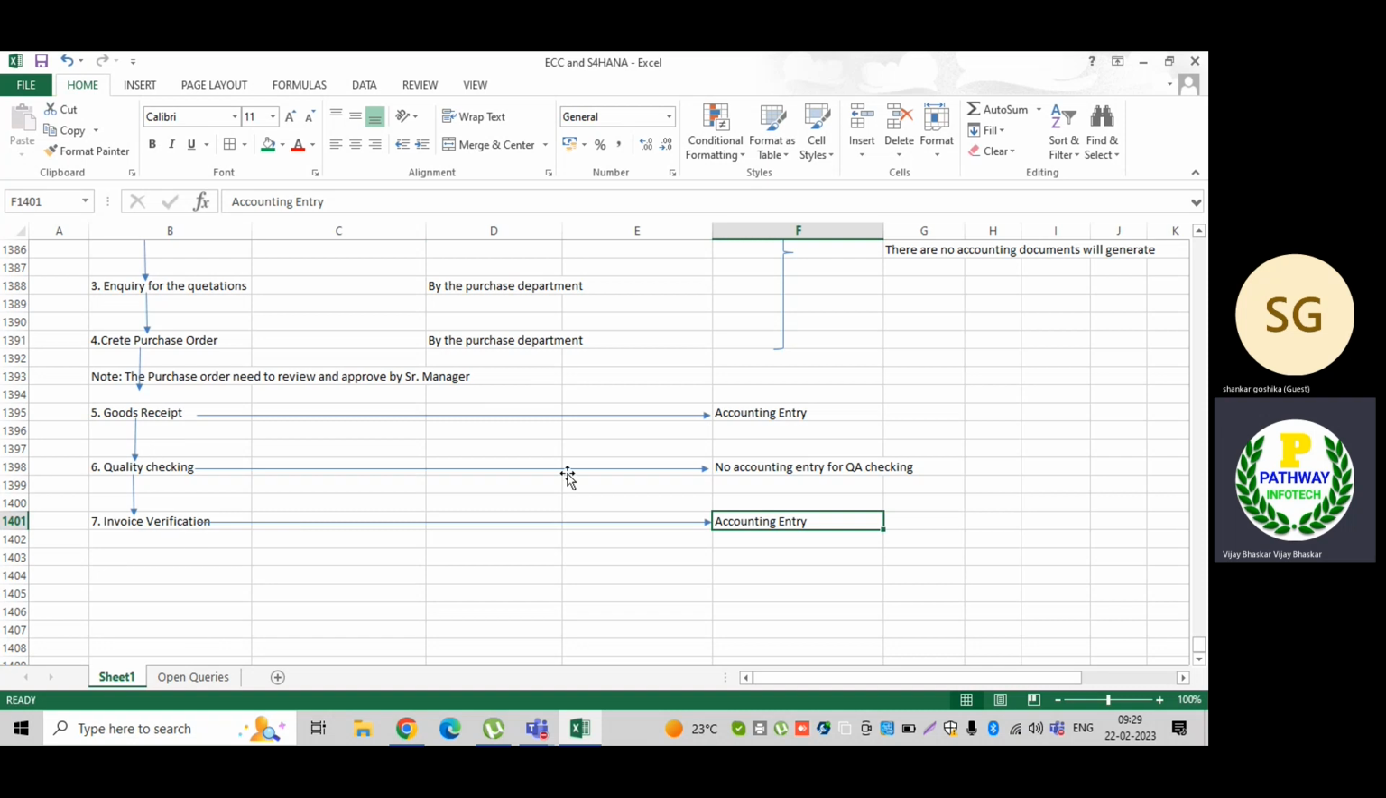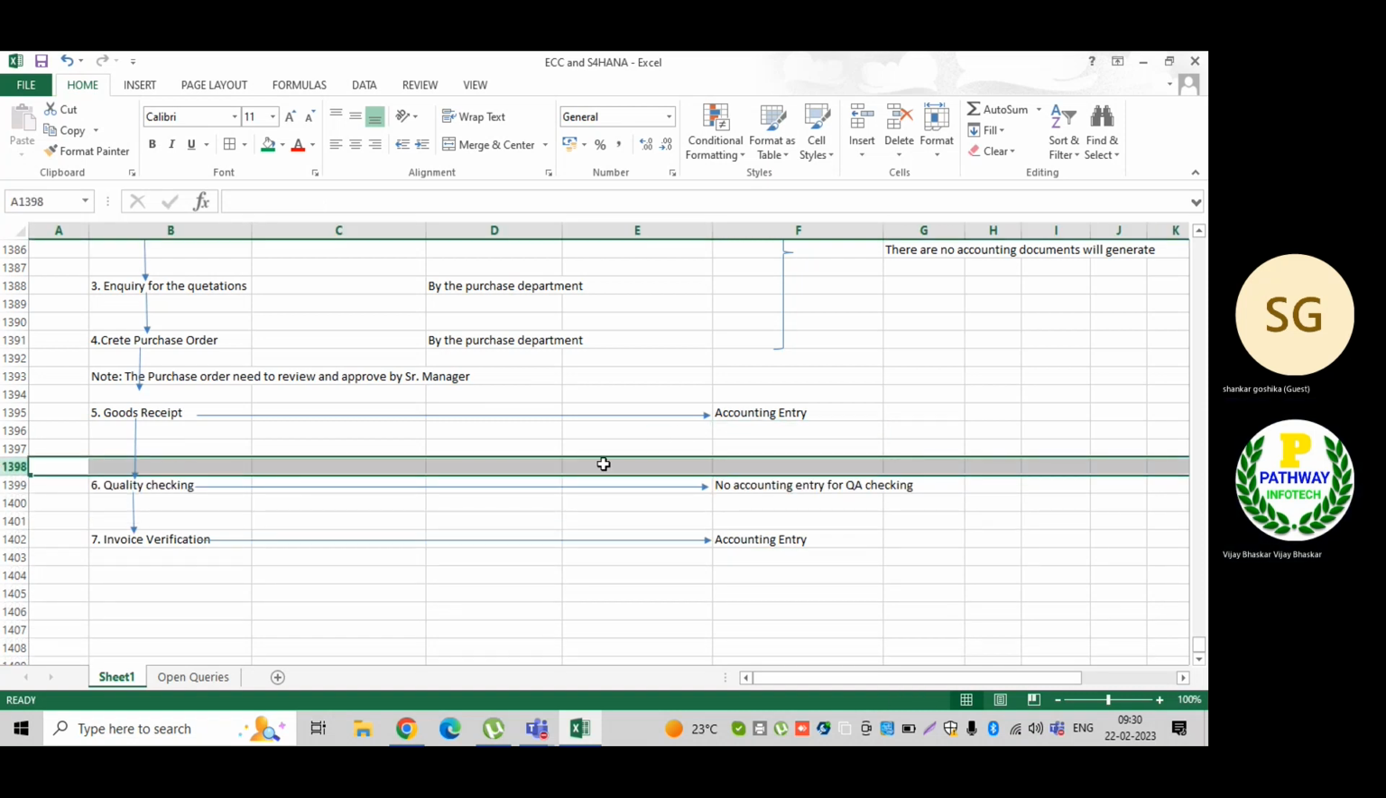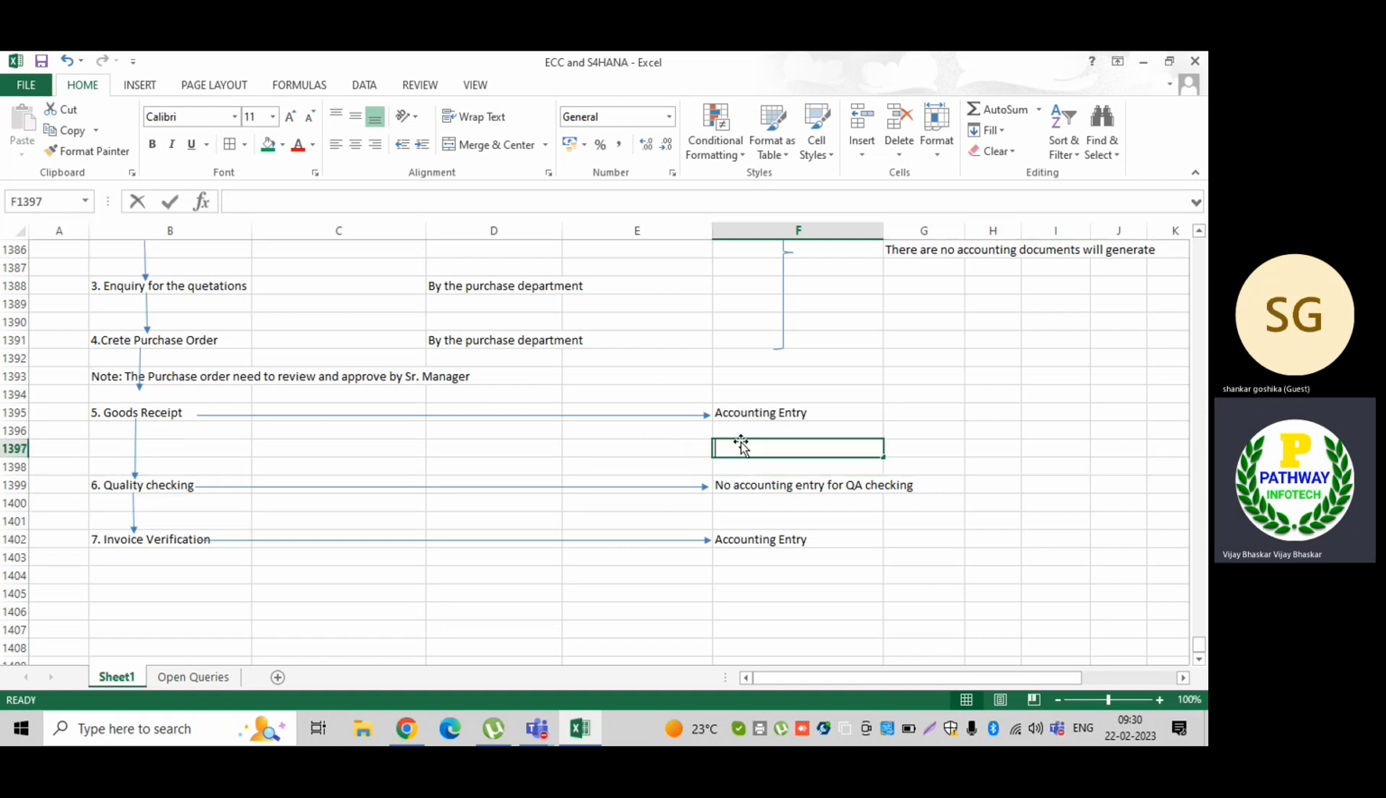So in general, the accounting entry for goods received, what will happen? The accounting entry here is: inventory raw material account is going to be debited, then to the GRIR clearing account, GRIR.